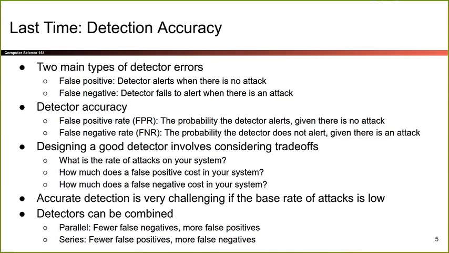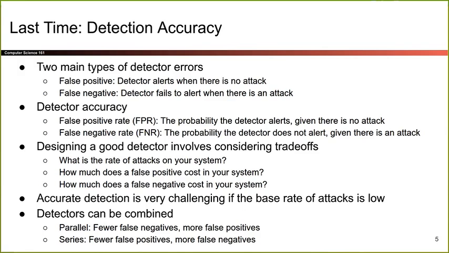So a high false positive rate means that your detector is messing up a lot by detecting very often when there are no attacks. And a false negative rate is bad if it's high because that says that even though there are attacks, the detector is constantly failing to alert on them. So you want to make these two rates as low as possible.